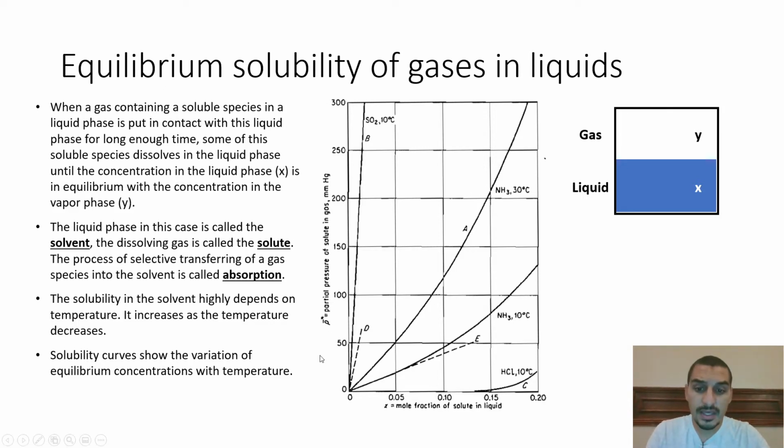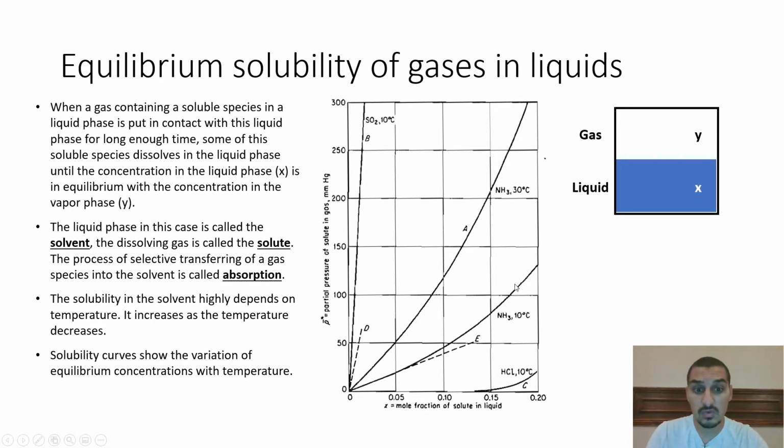And here in the y-axis we see the partial pressure of the solute, which is a representation of the composition or the concentration in the gas phase. So sometimes it's expressed by partial pressure, sometimes it's expressed by mole fractions, which is this y. And here we have the mole fraction of the solute in the liquid, which is x. And we have many graphs here. We have A, B, C, and I assume this is E.